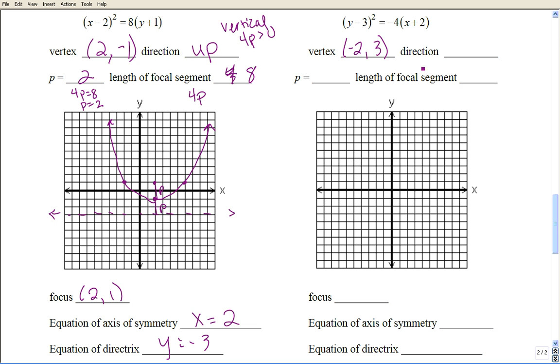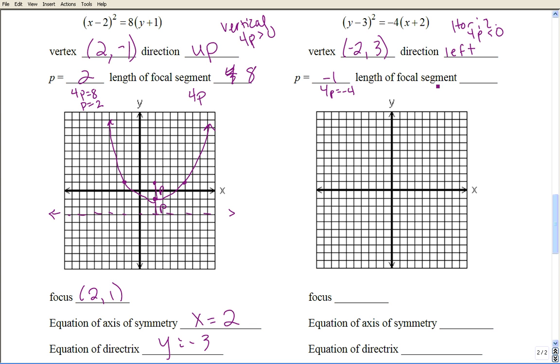Okay, so for the direction, we see the non-squared term is the x. That means it's going to be horizontal. Then to figure out if it's opening left or right, we look at that 4p term. So here the 4p is negative 4. Well, that's less than 0, so that means it's going to be opening to the left. So 4p is negative 4. So then p, if you divide both sides by 4, you'll get negative 1.